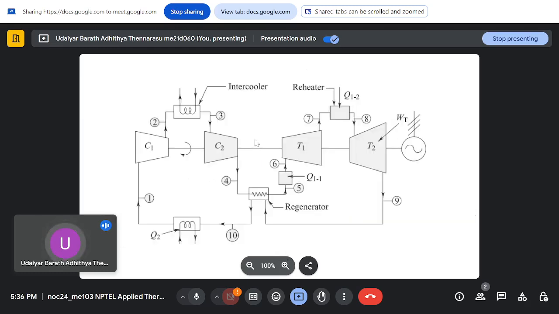So a variation of this is using an intercooler or a multi-stage intercooler and reheater. Even though this may not give you an increased efficiency, the efficiency is increased to a great extent when a regenerator is being used.